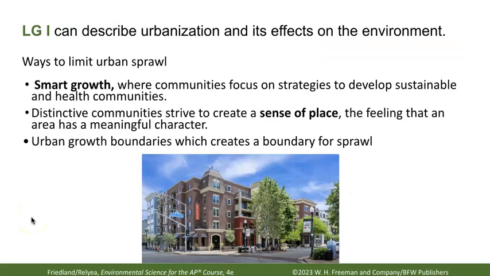All right, so how do we limit urban sprawl? This happens to be a picture from my town where they have redone a section called Old Town Newhall, and they've built mixed use areas. So people can live up here in these condos and apartments, and down here are shops and theaters and restaurants and bus stops and all kinds of things that make it nice. You don't have to walk to get food or go to the movies. And there's also jobs nearby. So this is smart growth, where communities focus on strategies to develop sustainable and healthy communities. They want to create a sense of place. So when you go into this area, it is a nice area. It has meaningful characters. You can also do something called urban growth boundaries, which create a boundary for sprawl.